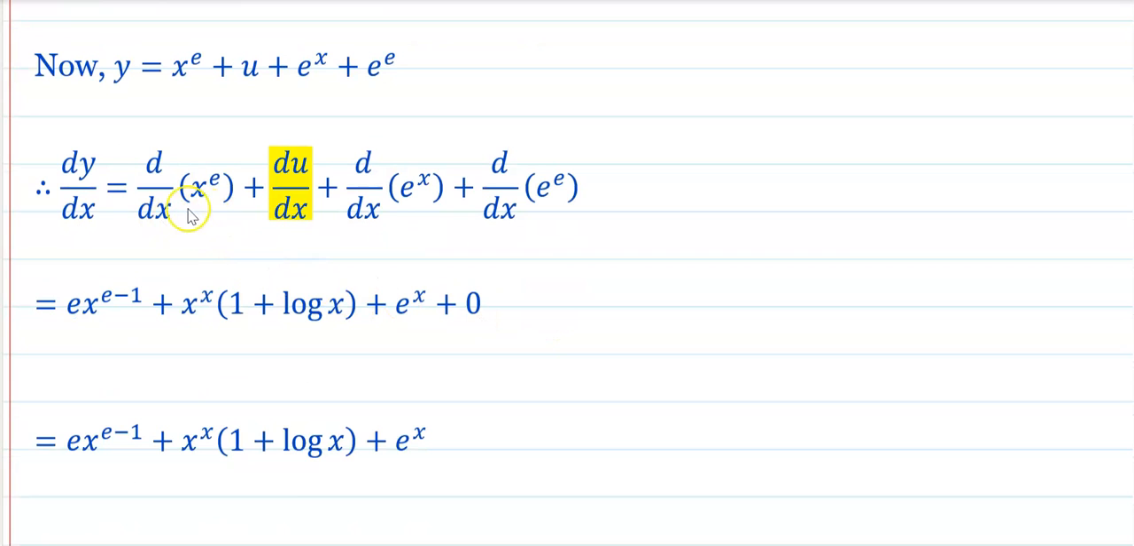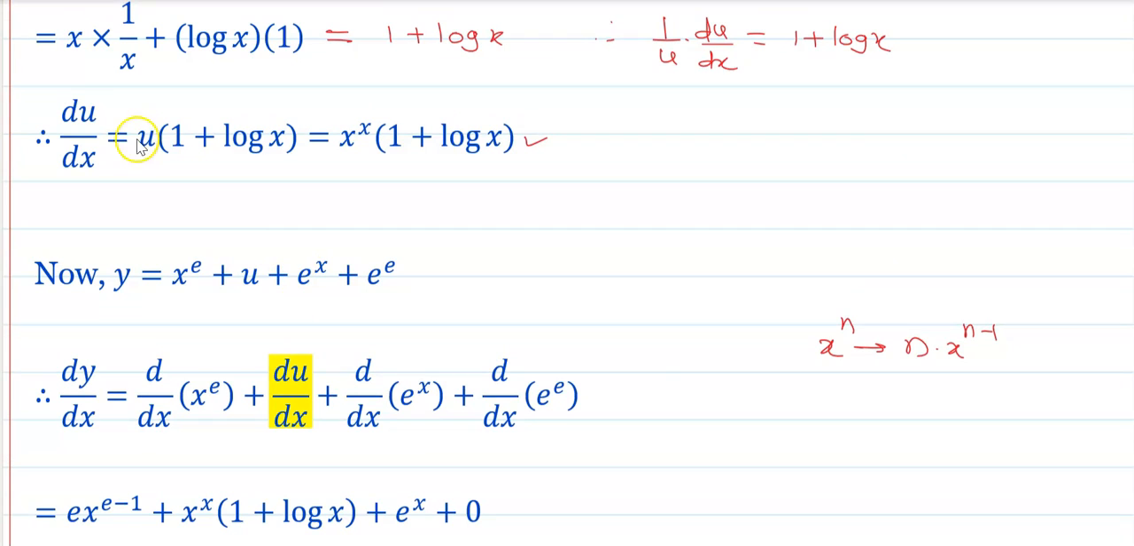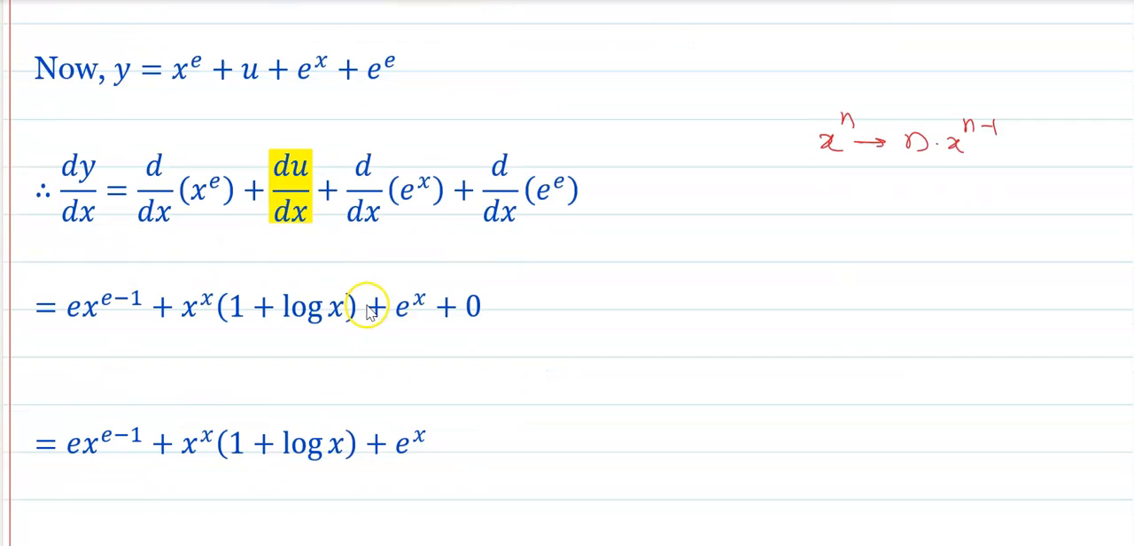Now what is the derivative of x raised to e? How will we find out its derivative? The derivative of x raised to n is n times x raised to n minus 1, and therefore e into x raised to e minus 1. And we have found out the derivative of u. What is that? du by dx is x raised to x in bracket 1 plus log x.